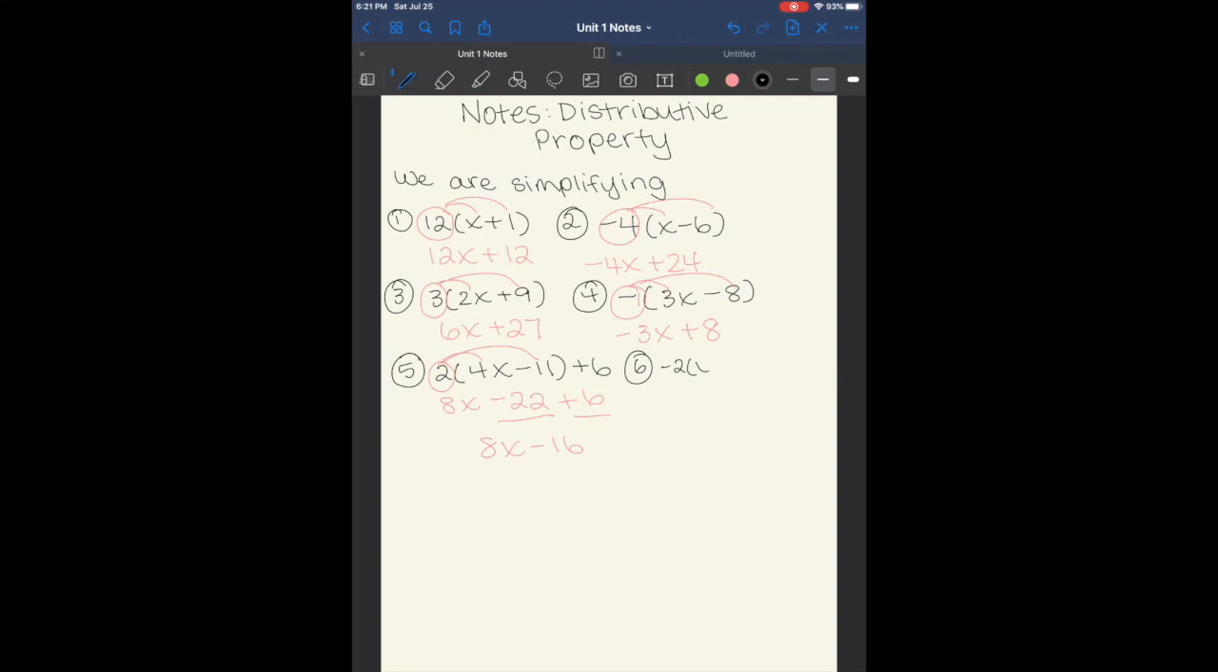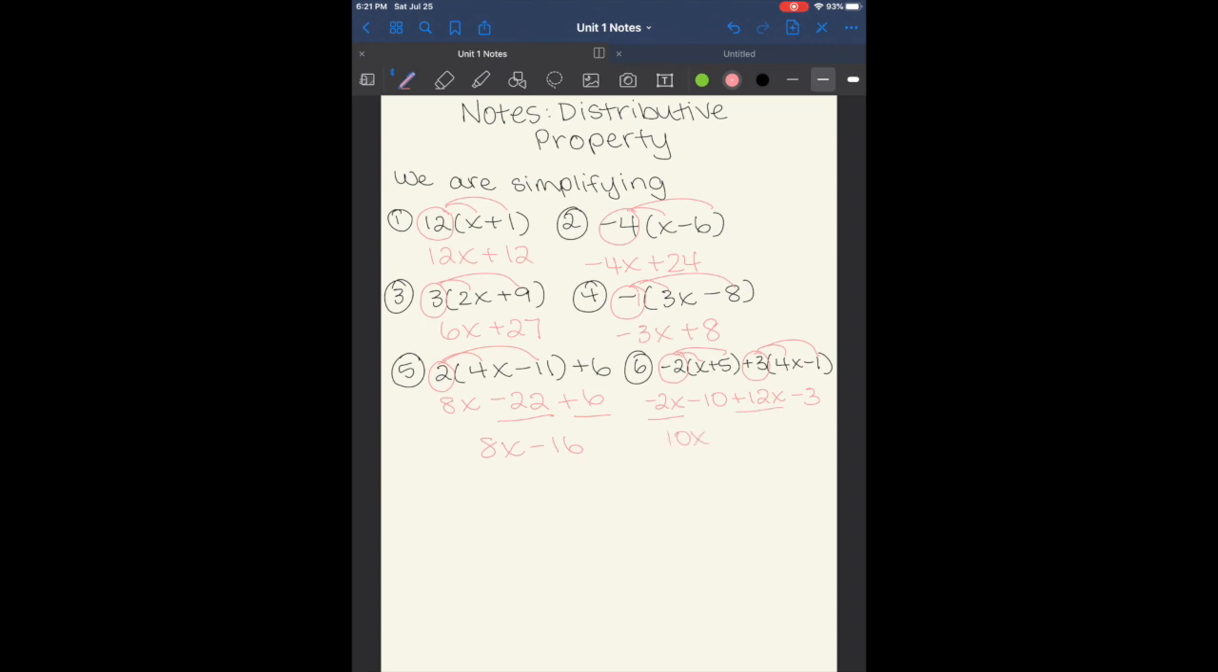For example 6, we have negative 2 times x plus 5 plus 3 times 4x minus 1. So we're distributing twice. The negative 2 only goes to the stuff inside the parentheses next to it. The same with the 3. So that gives us negative 2x minus 10. Remember, we multiplied by a negative, plus 12x minus 3.